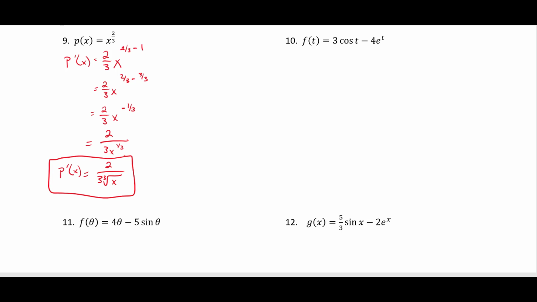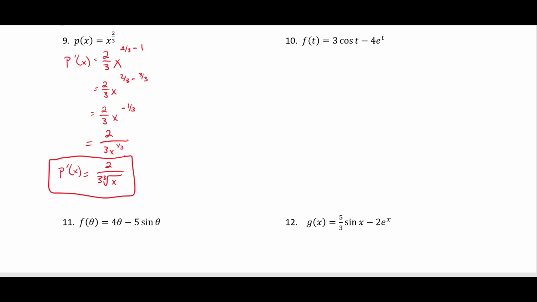Now, one thing you don't need to worry about right now, don't worry about rationalizing the denominators. So you don't have to move this radical up to the numerator. I know we taught you that in 171. It's okay. Right now, I'm telling you, you don't have to worry about that. So don't worry about rationalizing the denominator. It is perfectly fine in calculus to have a radical in the denominator.